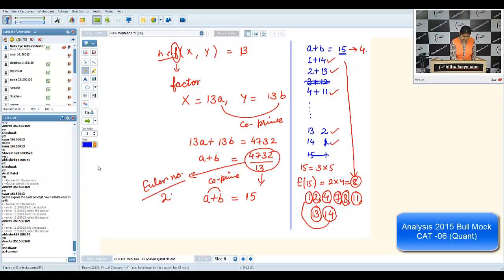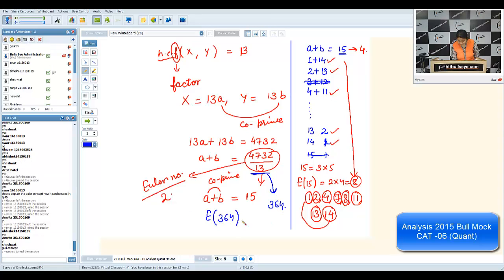There is one more question if you are okay with this. Okay. We are getting the value as, by solving this, it will be 364, I think. So we will calculate the Euler number of 364. That comes out to be 144. So what will be the answer? That is 72 in this case.